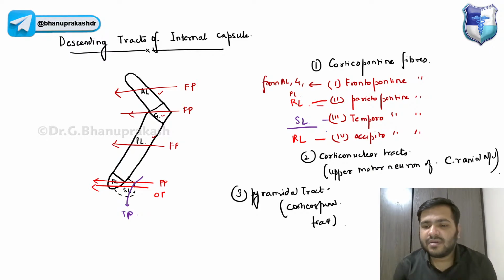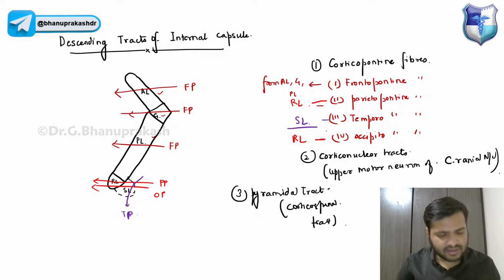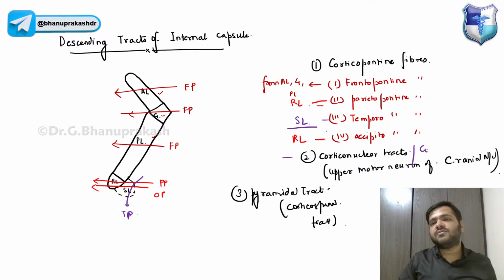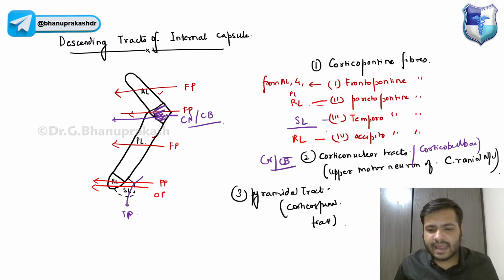Now guys, remember the corticonuclear, or also called the corticobulbar. Basically the upper motor neurons of all the cranial nerves are passing through the genu, right? So corticonuclear or corticobulbar.